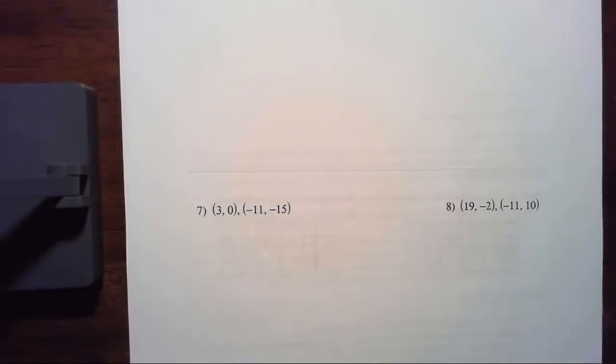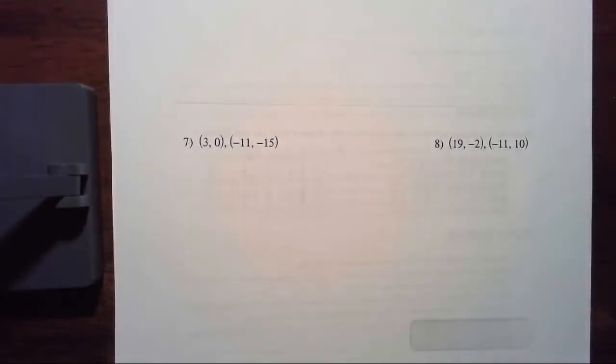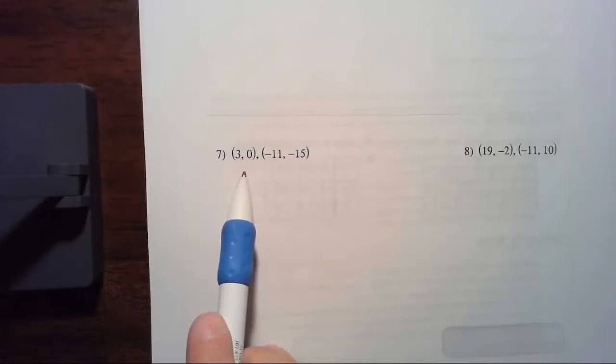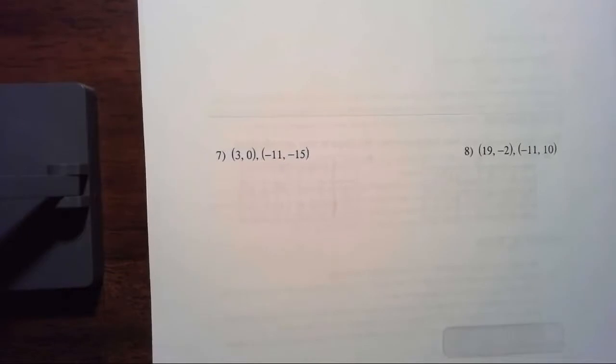Alright guys, let's practice a couple more problems. We are finding slope once we have those 2 points. The first point is (3, 0). The other one is (-11, -15). I'm going to label them.